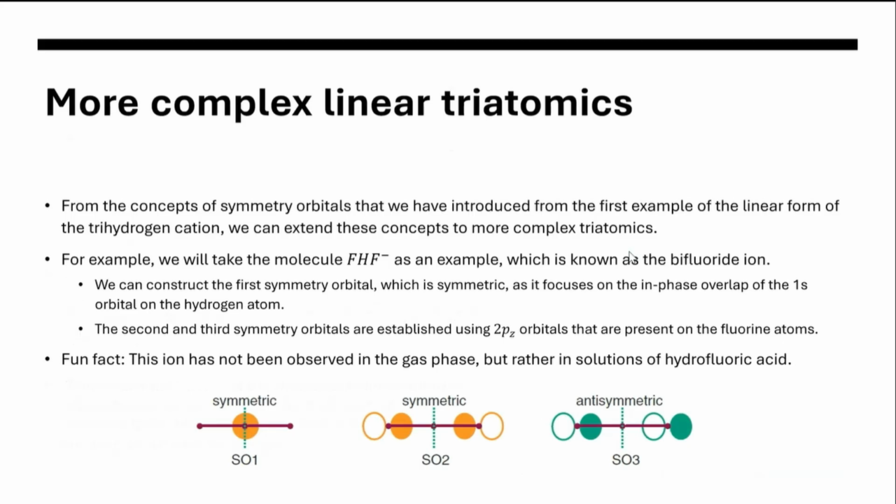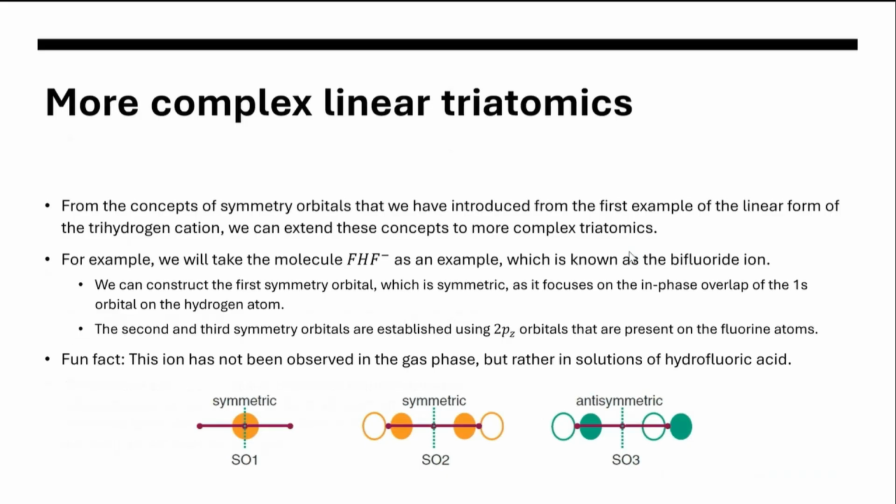Now let's go on to more complex linear triatomics. We can extend the concepts taken from the linear form of the trihydrogen cation and go on to what's known as the bifluoride ion, which is just FHF-. We can construct that first symmetry orbital, which is symmetric, as it focuses on the in-phase overlap of the 1s orbital on the hydrogen atom.